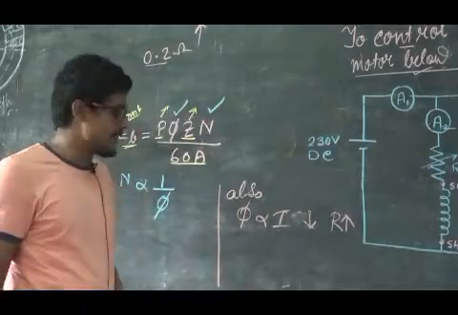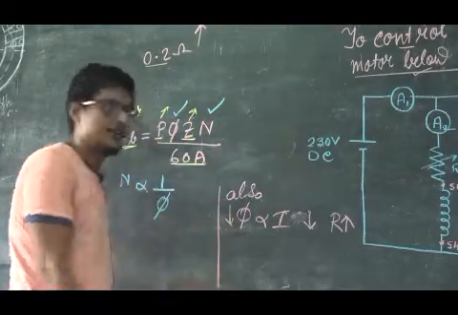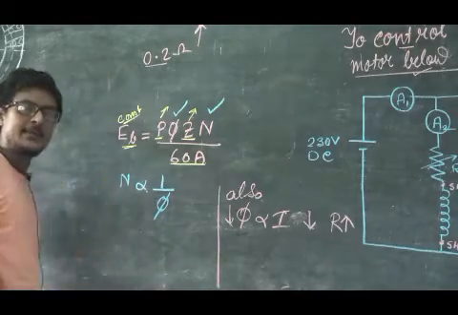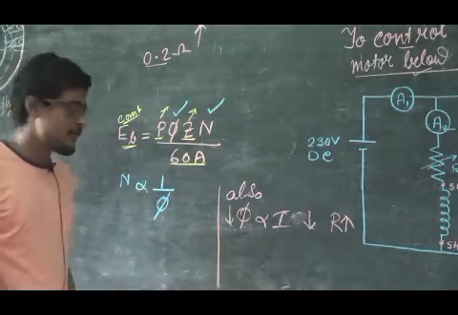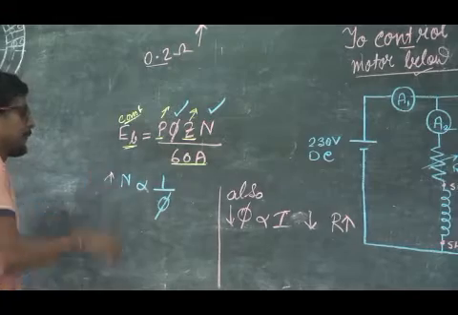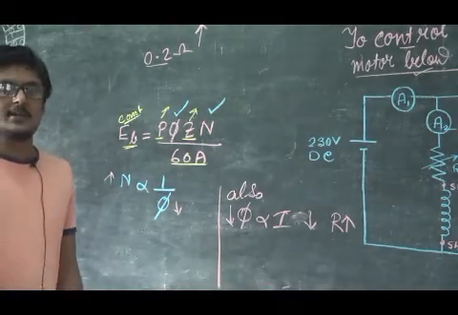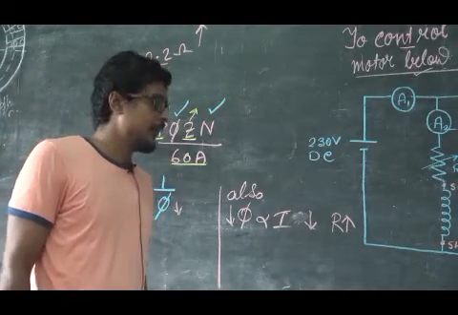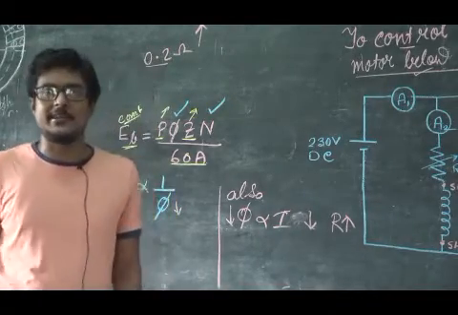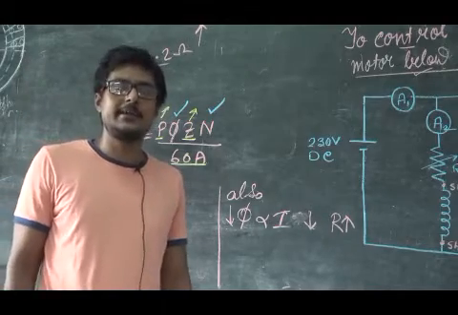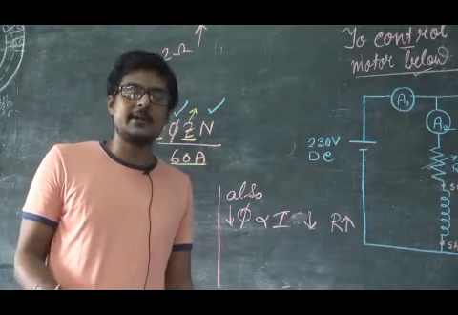If the current decreases, flux will also decrease. If the flux decreases, since N is inversely proportional to phi, the speed will rise. With decrement of flux, speed will rise. Now let us consider the normal condition where no resistance has been attached. The field winding will have its own resistance and will create its own flux due to the current flowing through it.